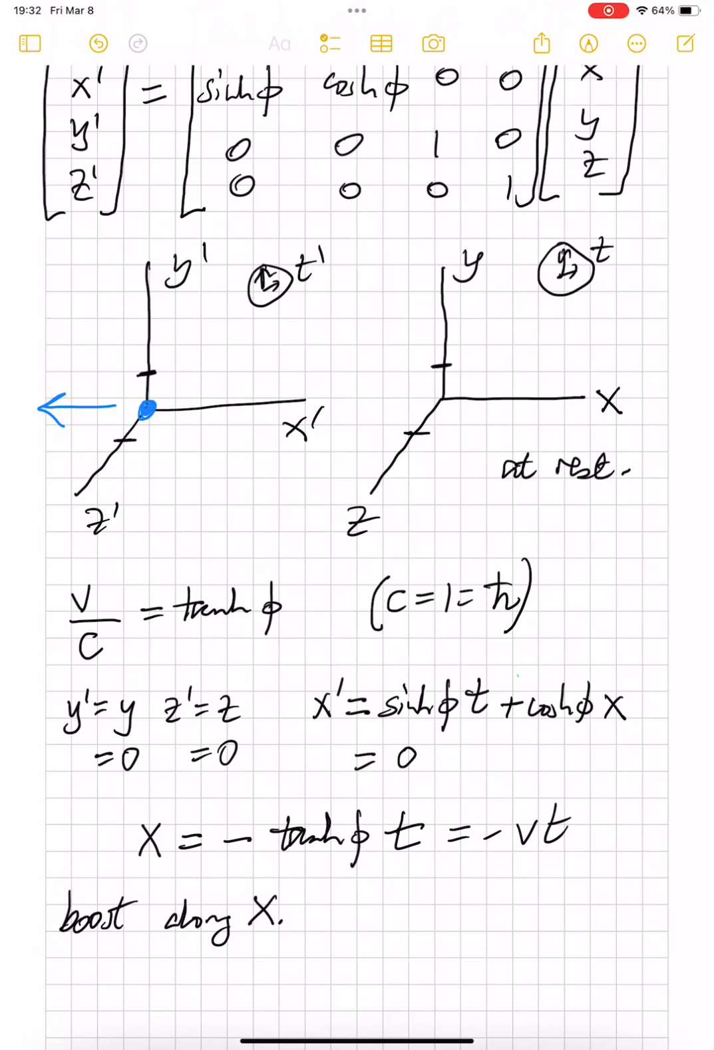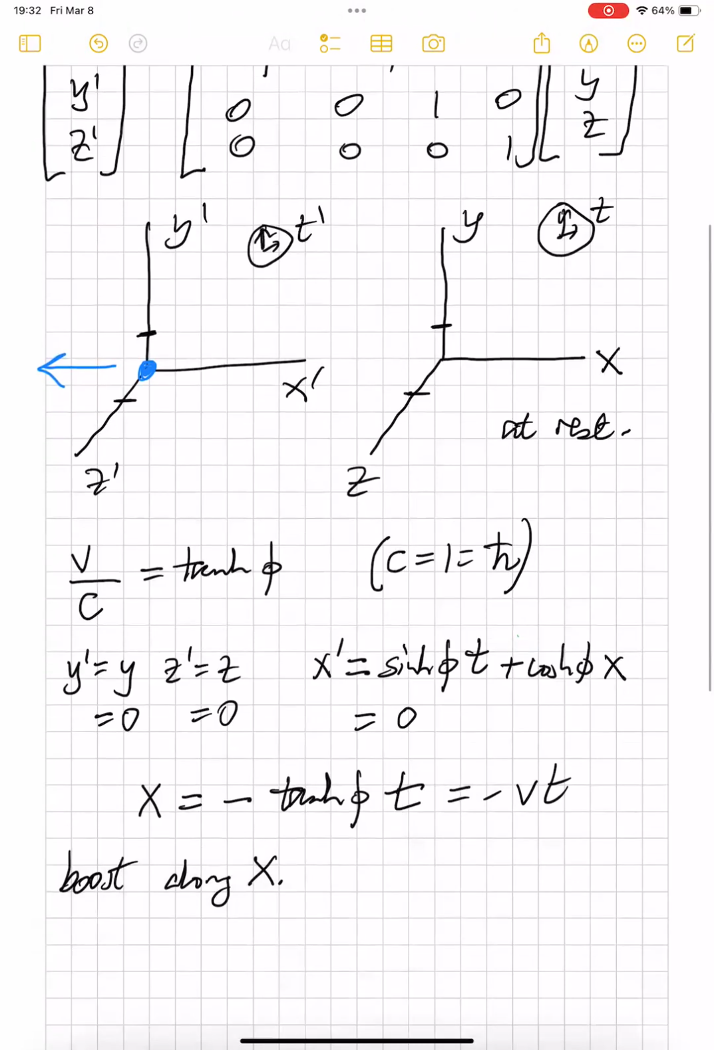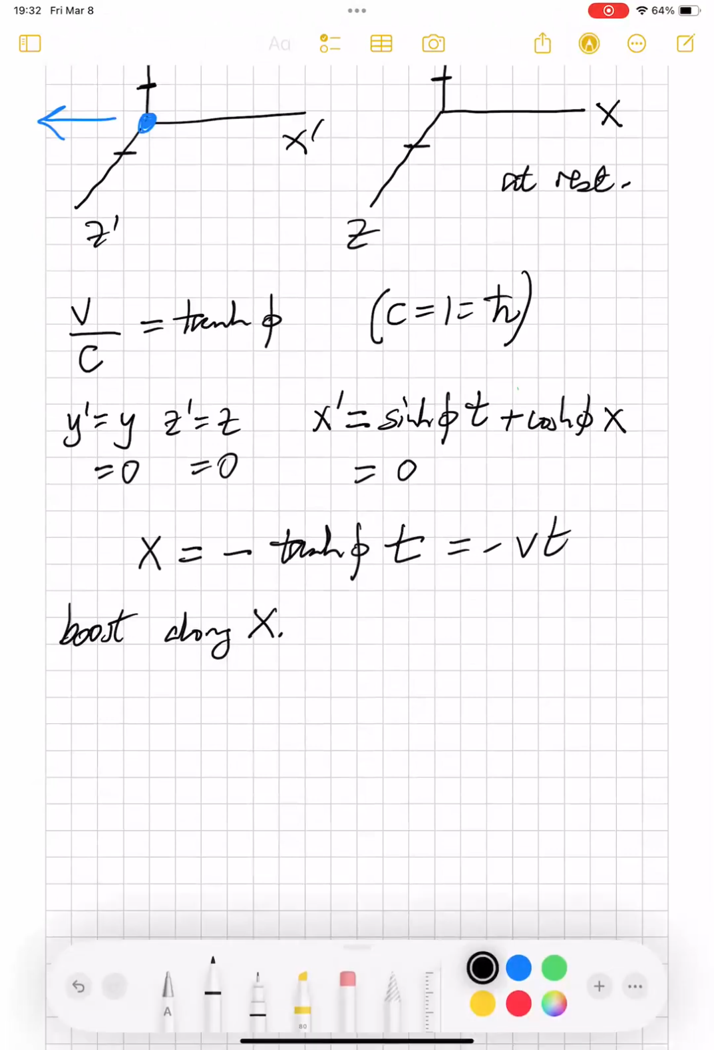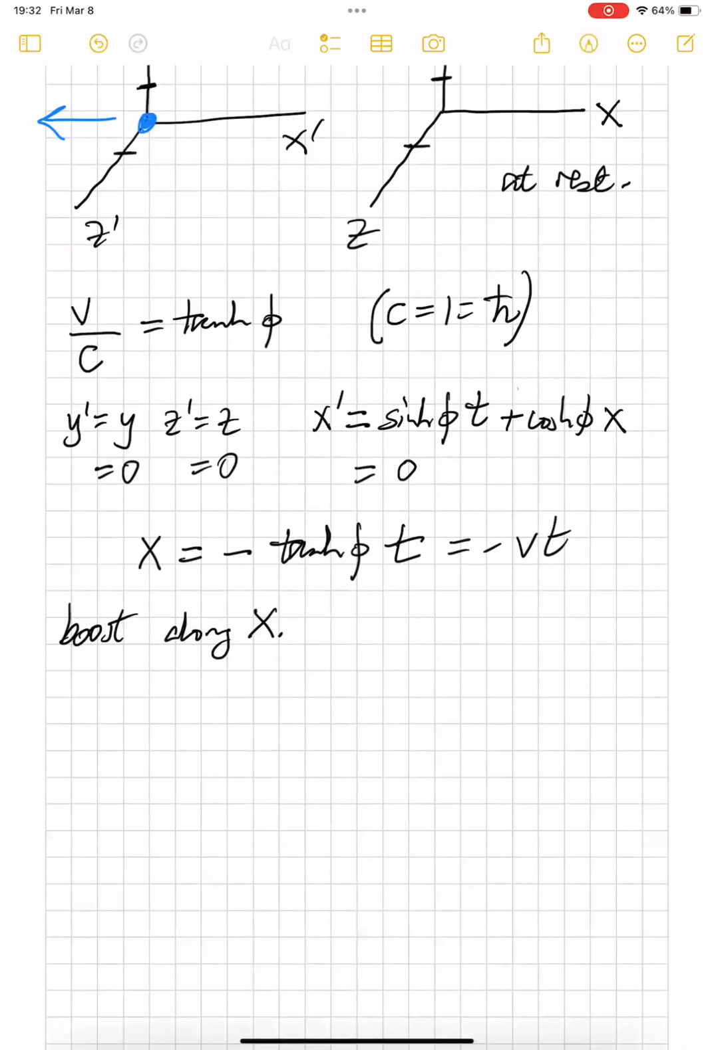What is the full group of Lorentz transformations? Well, the full set of Lorentz transformations is the set of all boosts and all rotations. So the set of all boosts and all rotations is the complete set of Lorentz transformations. Let me just mention one more thing. This parameter phi is called the rapidity.